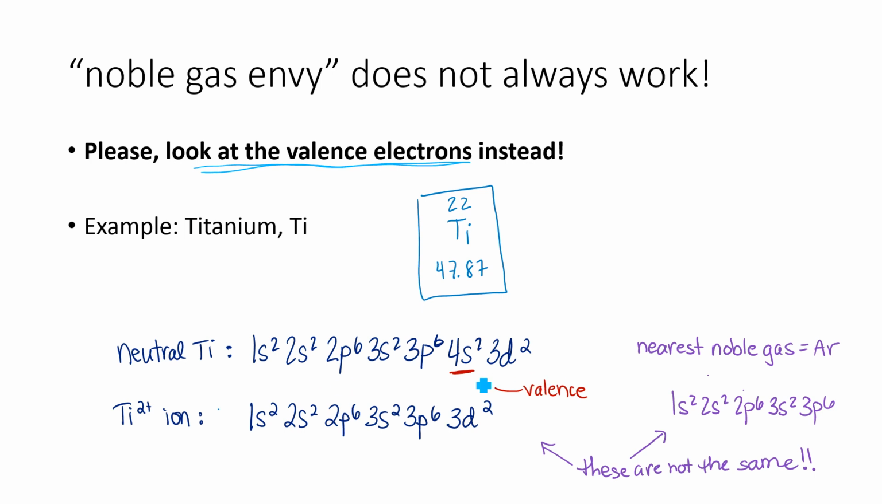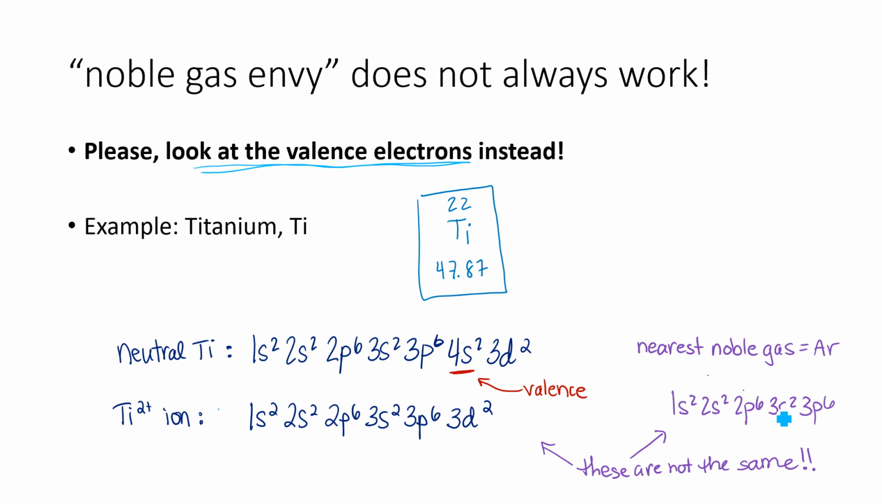Notice that its valence electrons are in the 4s. So when it forms the +2 ion, it loses these 4s electrons. But at the end, you end up with 2p6, 3s2, 3p6, and then 3d2. And notice how that is not a noble gas configuration.